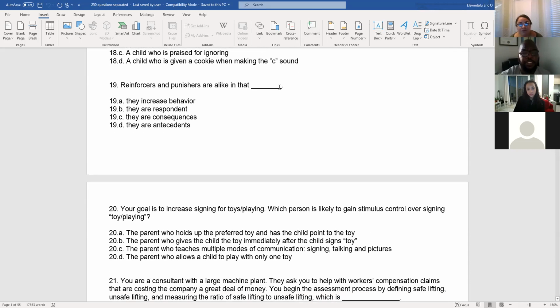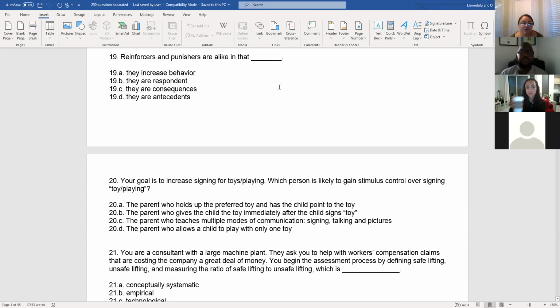Reinforcers and punishers are alike in that there are consequences. Yeah, there are consequences. Number 19, C, there are consequences. Yep.